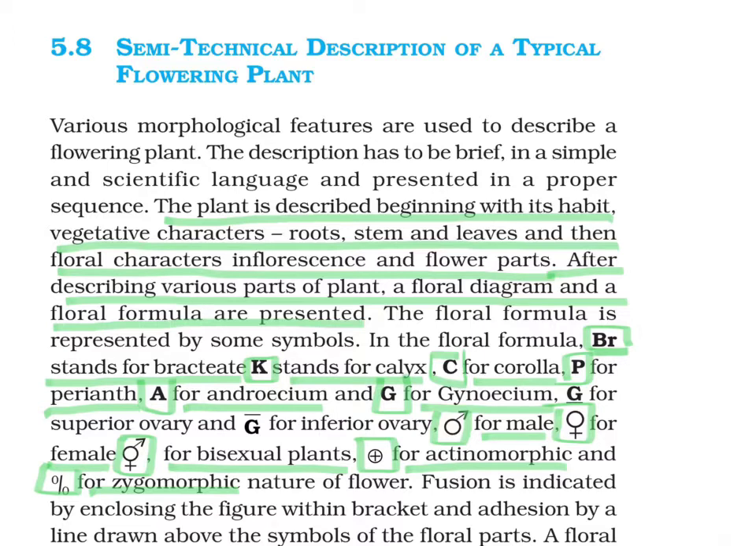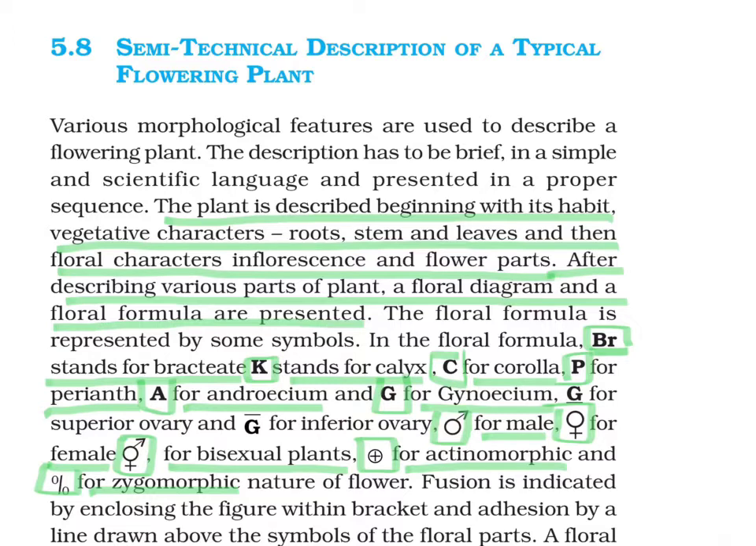Now floral formula is represented by certain symbols. So all the symbols you have to note down in your classwork. Firstly, Br stands for bracteate flower. Then capital K stands for calyx, which is the outermost whorl. Then capital C stands for corolla, which is next to it.